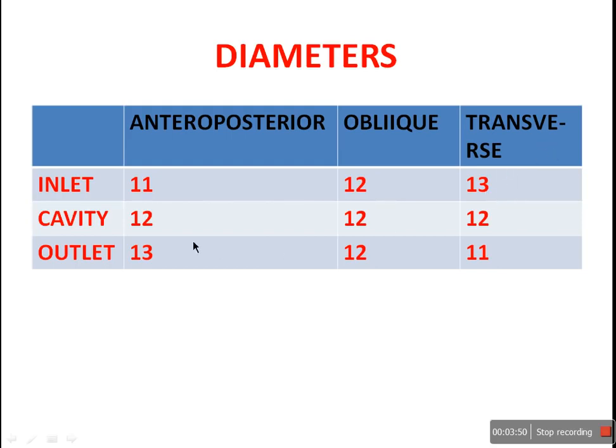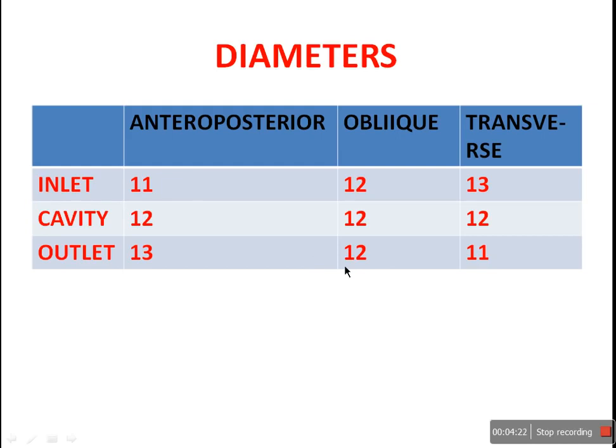But when it comes to the cavity, the middle area after the inlet, you can see the anterior posterior diameter is 12, and oblique also 12, and transverse also 12. So in the cavity, almost all the diameters are the same. But in the outlet, the last area, the anterior posterior diameter is 13, then the oblique is 12, and transverse is 11.